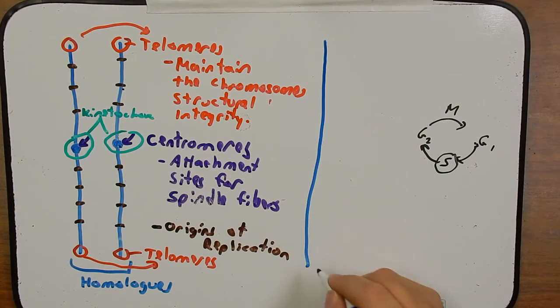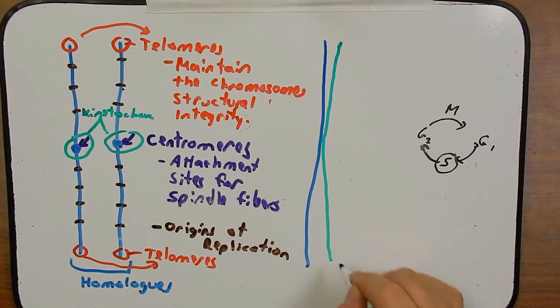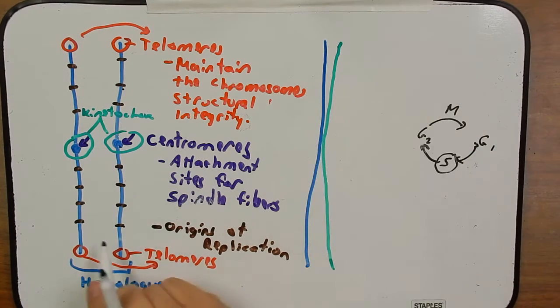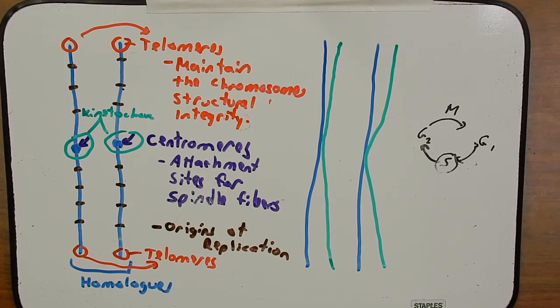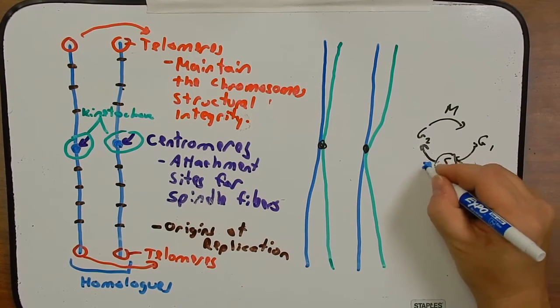remember earlier I said it does so in a semi-conservative mechanism. And so you get one original strand with one new strand. And we'll get two of them, right? Because we had two here. And they're held together at this centromere. So this is what it would look like at this stage of the cell cycle.